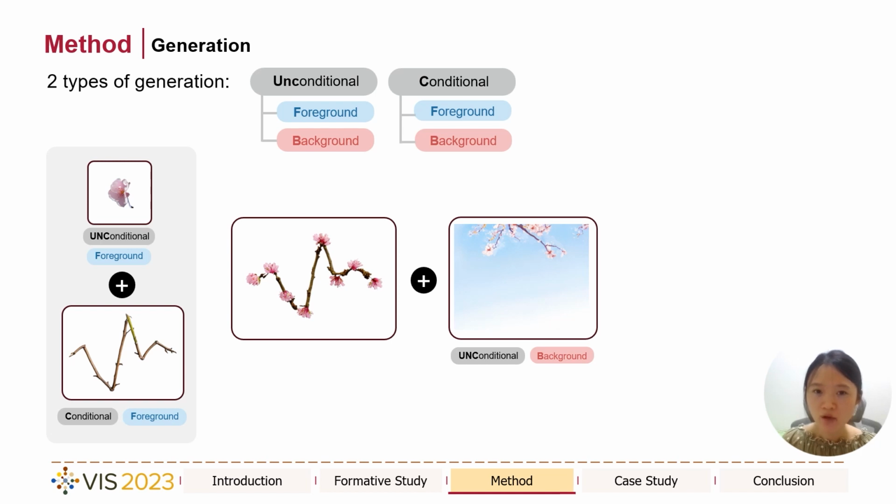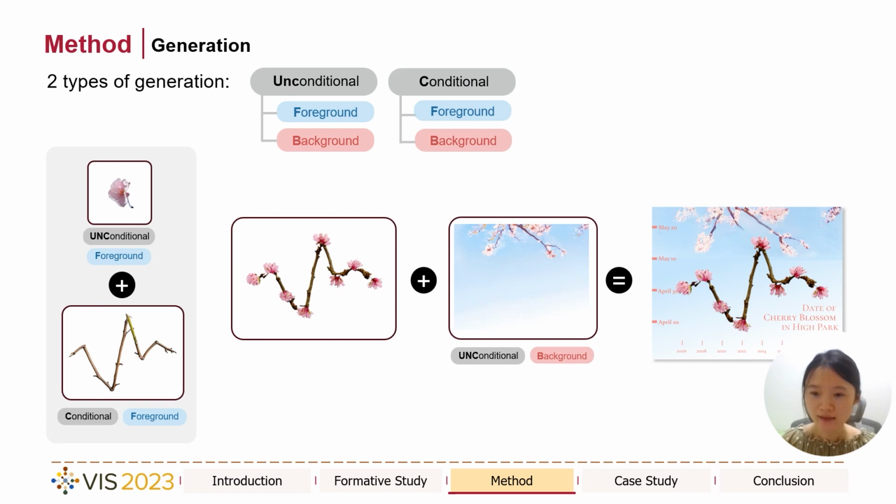We overlay the tree branch onto the background, adjusting the axis and changing the style of the title. This way, we can achieve a complete and visually appealing design.